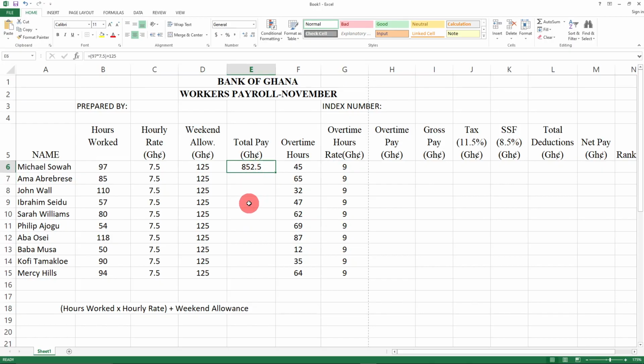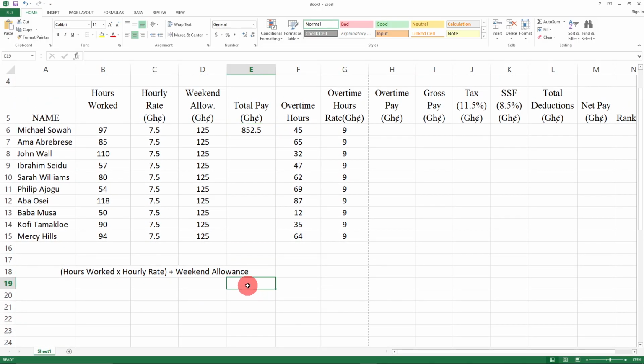And then what we did was we entered the 97 times 7.5. We are using BODMAS. So 97 bracket open, 97 times 7.5 bracket close plus 125 to get the answer. That's the first option. So take note of the first option. The second option is to use the cell numbers.